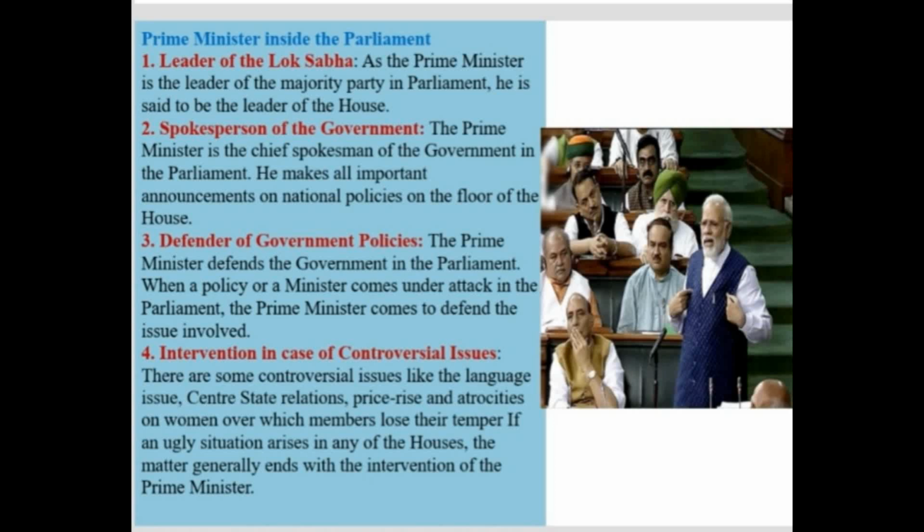That means he gets up and tries to state the merits of the policy they have brought, and he tries to counter the opposition members against the things which they are doing. If the opposition is trying to criticize the government on the bills it brought or on the policies it is making, then the Prime Minister gets up and generally defends the policies of the government. And also he intervenes in the case of controversial issues.